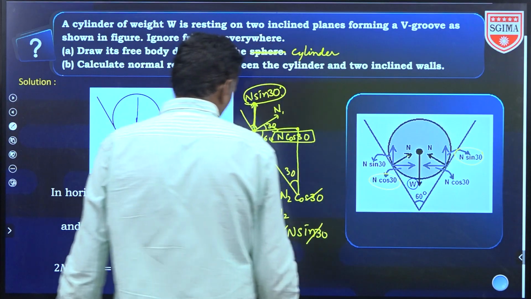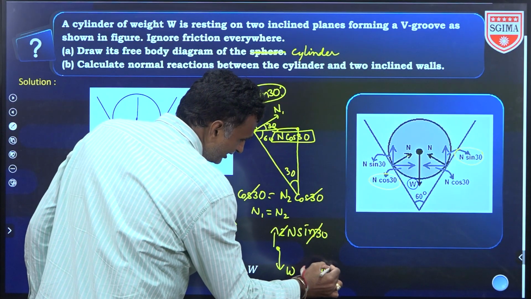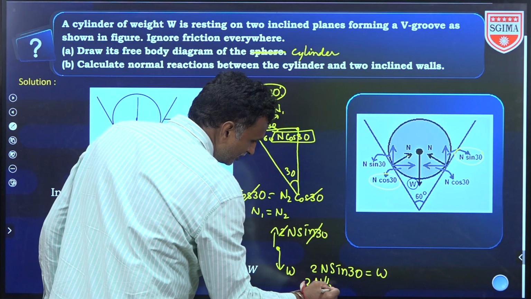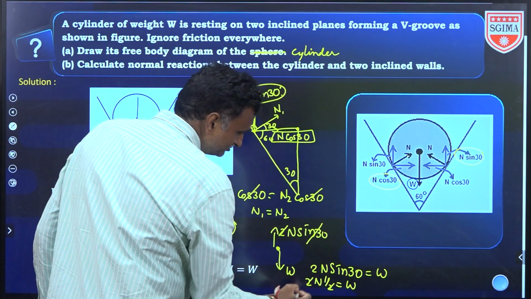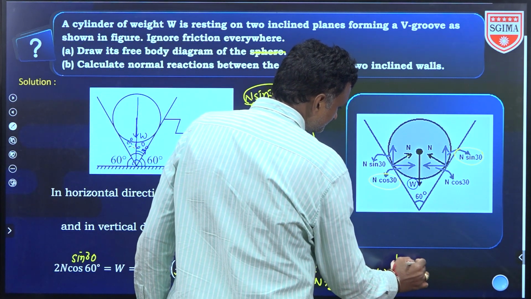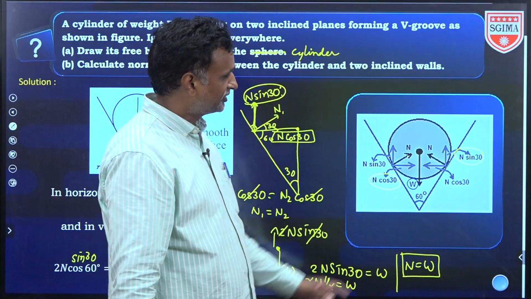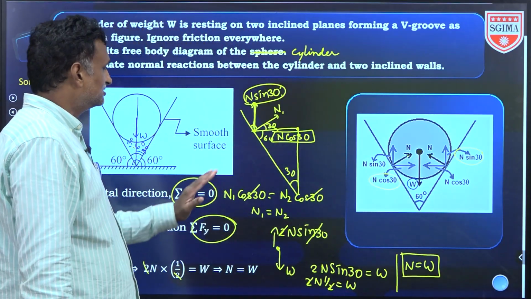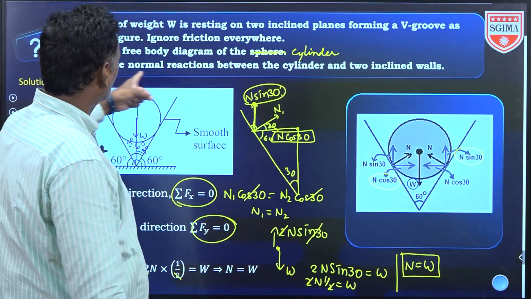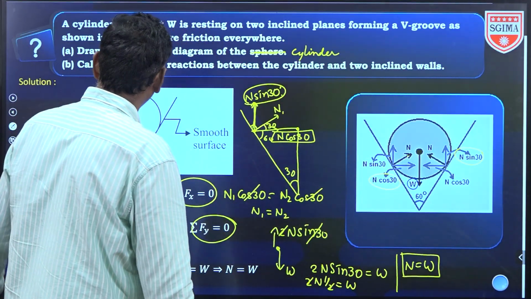So whatever we have shown here, this is vertically upward force, vertically downward force. 2N sin 30 equals W. 2N times 1 by 2 equals W, 2 cancel, and N equal to W will come. That is total normal force exerted by one wedge equal to W and the second one also equal to W. This is the way we can solve the question in this manner, with the free body diagram, and calculate the normal reaction between cylinder and wall, N equal to W, right? Let us move on to the next part.